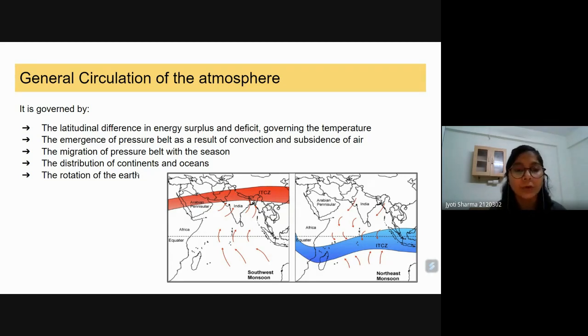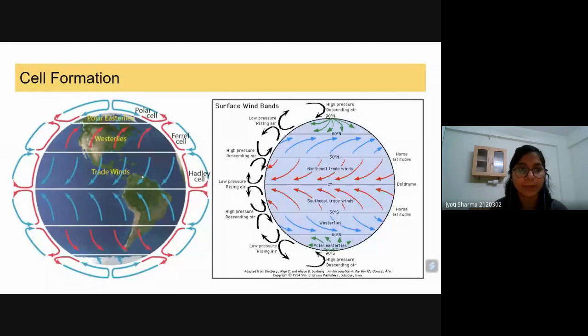Then the distribution of continent and ocean, as is obvious, because the heat capacity of the ocean is very much different from the continents. Based on that, the distribution of ocean and continent will also govern the general circulation. Then the rotation of the earth is very much related to the Coriolis force, and this Coriolis force will also govern the general circulation of the atmosphere.